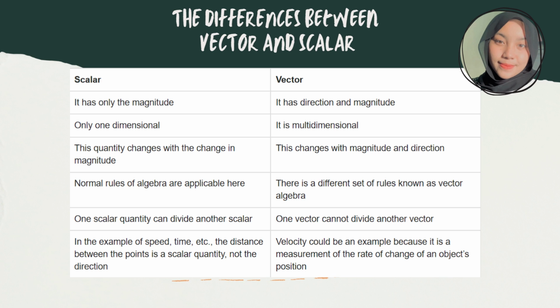While vector has direction and magnitude. It is multidimensional. This changes with magnitude and direction. There is a different set of rules known as vector algebra. One vector cannot divide another vector, and velocity could be an example because it is a measurement of the rate of change of an object's position.